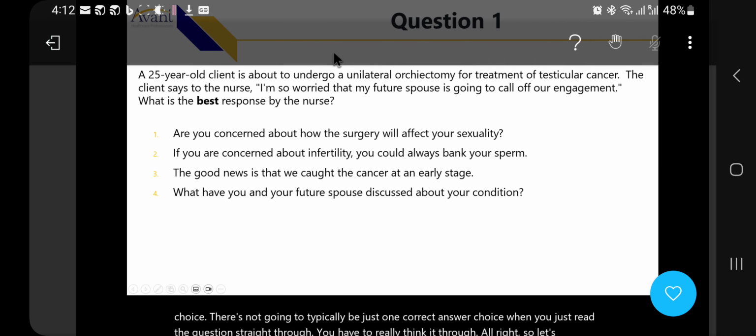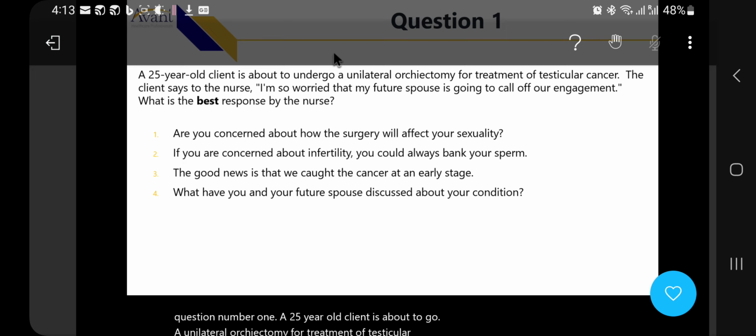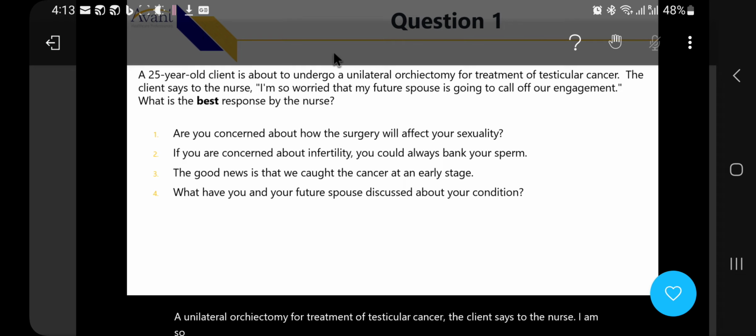All right, so let's look at question number 1. A 25-year-old client is about to go for a unilateral orchiectomy for treatment of testicular cancer. The client says to the nurse, I am so worried that my future spouse is going to call off our engagement. What is the best response by the nurse?